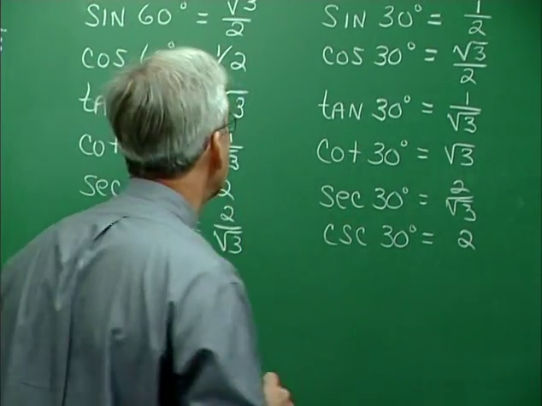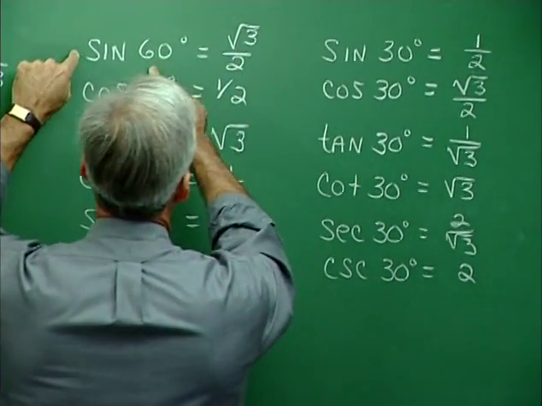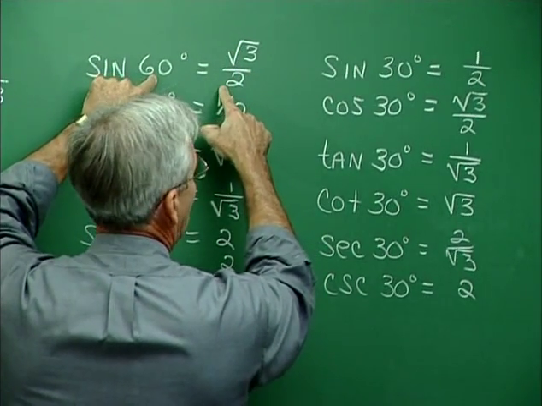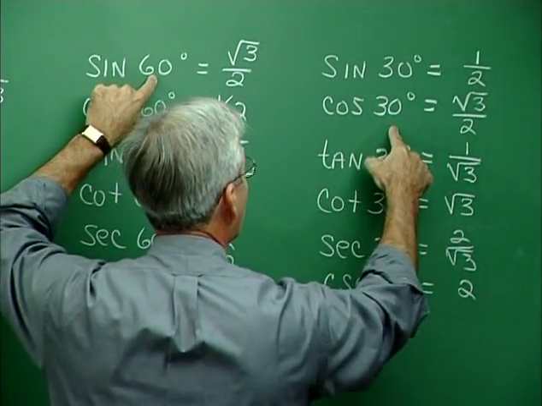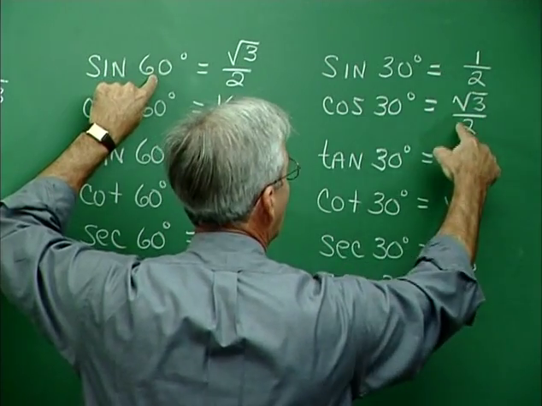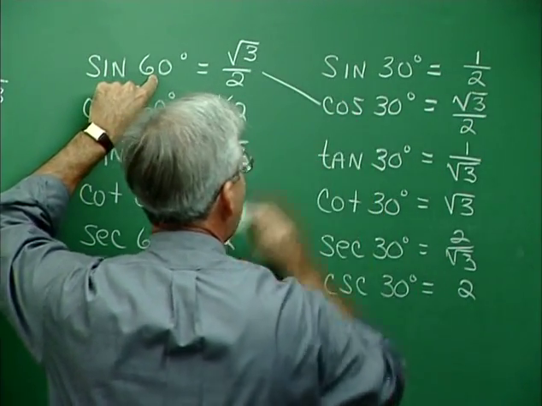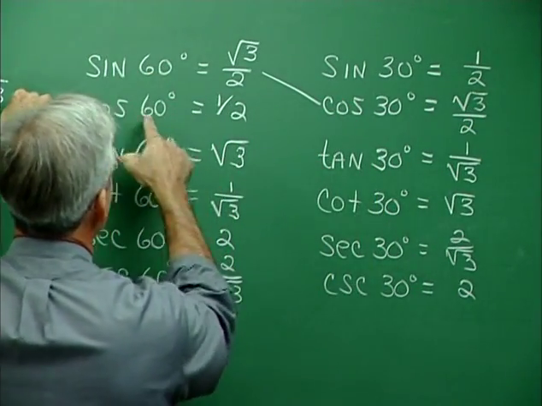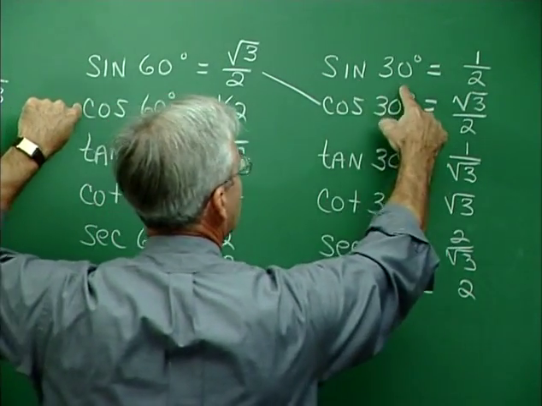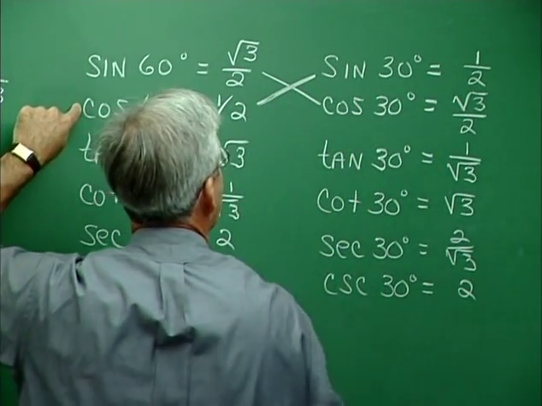But there's a pattern to it. The sine of 60 degrees is the square root of 3 over 2. The cosine of 30 degrees is also the square root of 3 over 2. Those two are the same. And the cosine of 60 is the same as the sine of 30. Those two are the same.